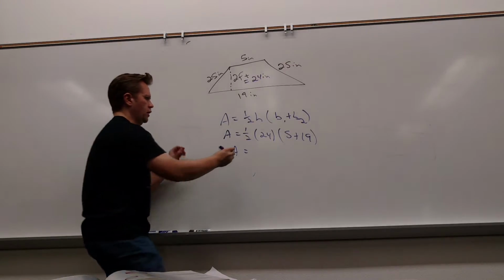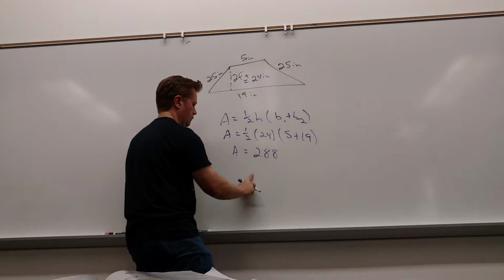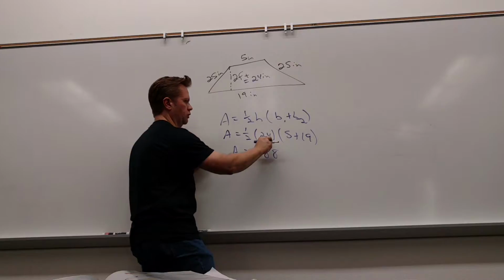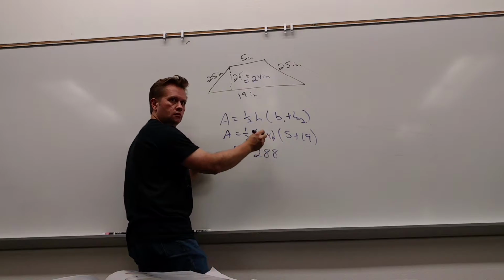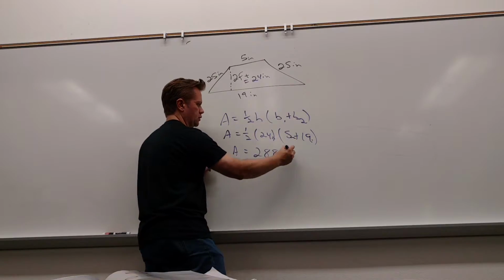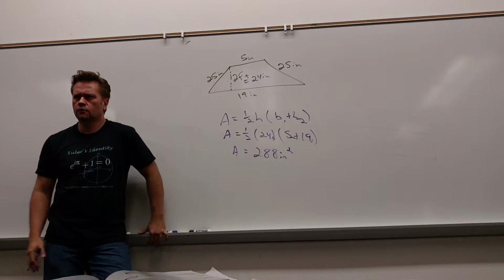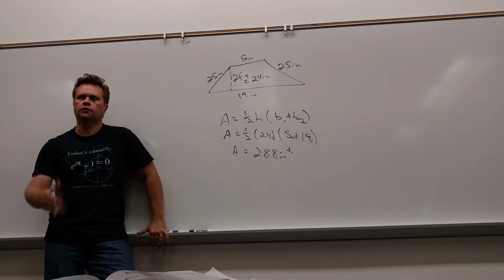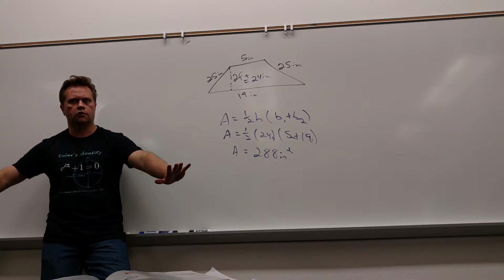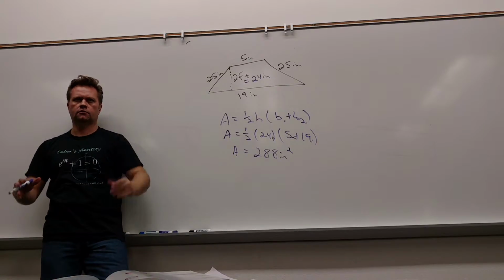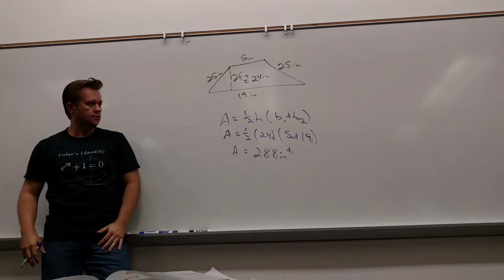288 what? Inches squared. Square inches, right? 24 is in inches, and each of these are in inches, so inches times inches is inches squared. Multiply something by itself, it's that thing squared. That's why it's square units. When I measure area, it's always square units. When I measure volume, it's going to be cubic units. It's not too bad.